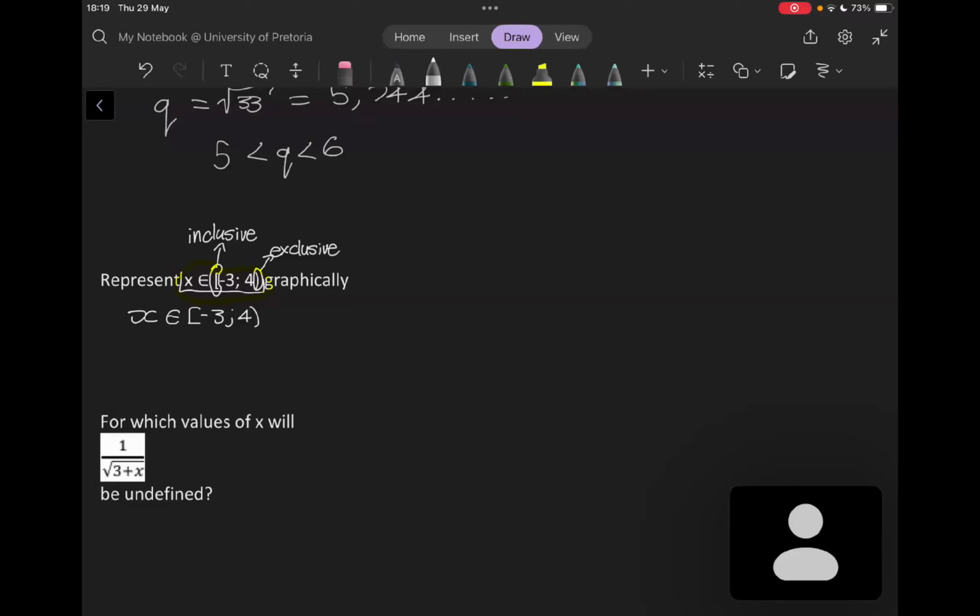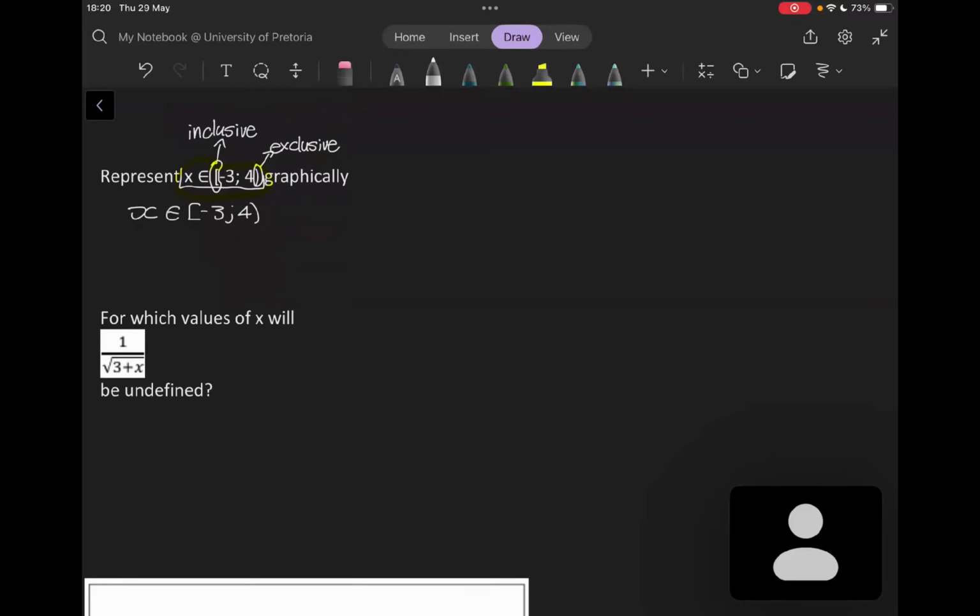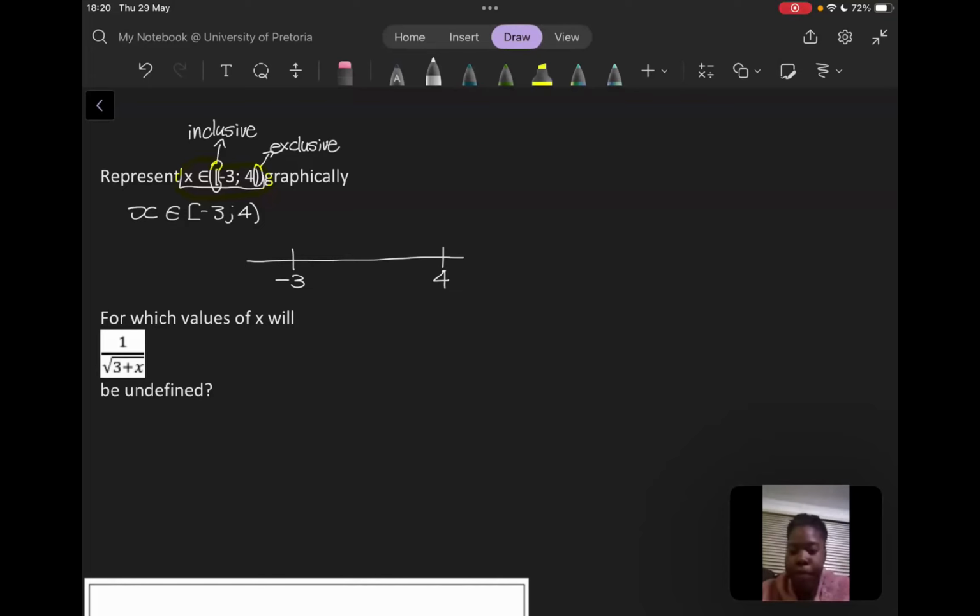Cool. So for this question over here, we were asked to represent x as an element of -3 to 4 graphically. How we would do this is to draw a number line. So let's draw that out. We have a number line over here. On the left, we just add -3. On the right, we add 4. And now here's where you indicate inclusive and exclusive.